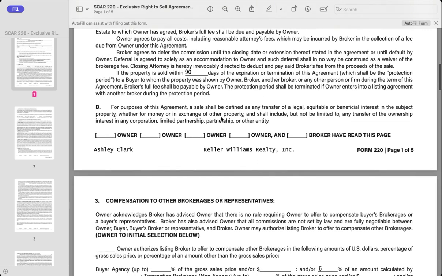Section B describes what a sale actually is and how it's defined. It's a legal transfer in exchange for money or exchange for another property. So that's the definition for what the sale would be.